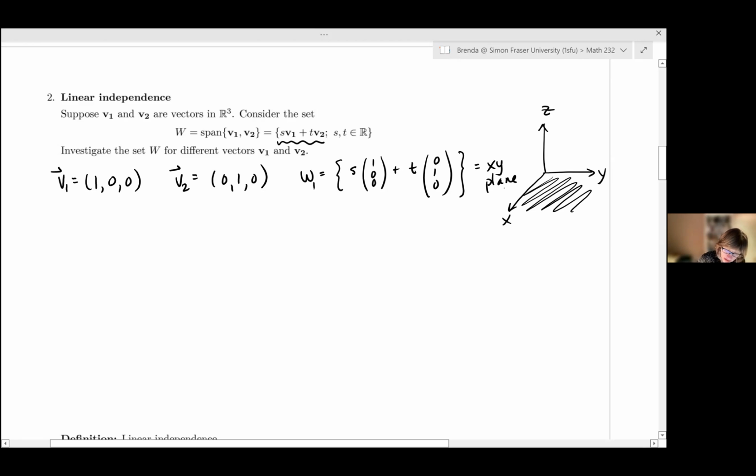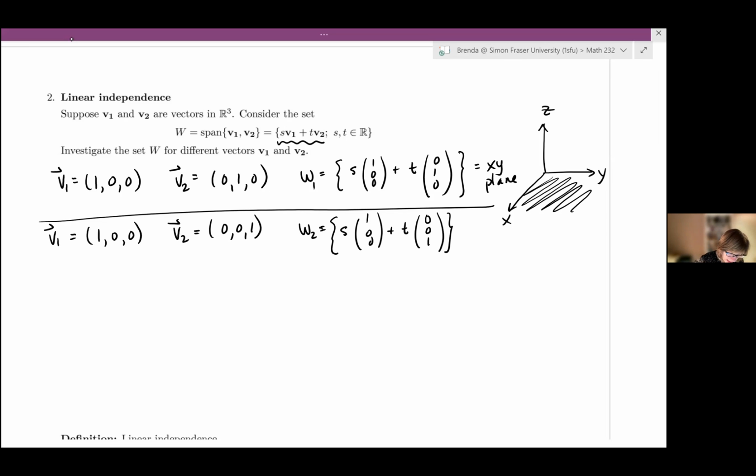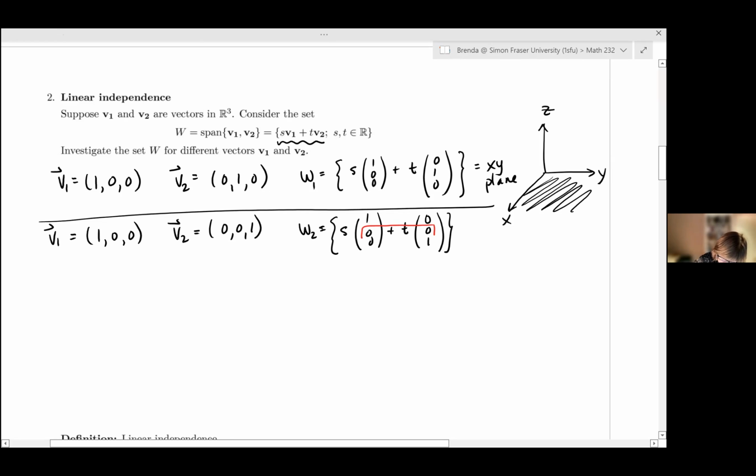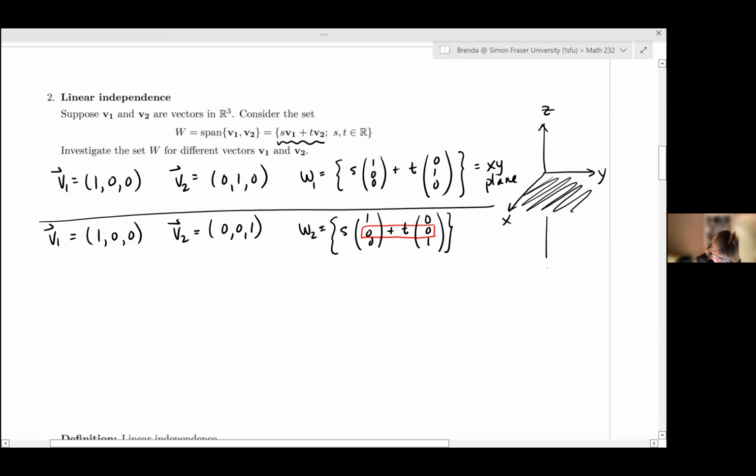Okay, now let's look at how it looks different if I choose V1 to be the same as it was before, but I change V2 to this vector here. And then I'll call it W2, which is going to be the span of those two vectors, all linear combinations of those two vectors. What does that look like? Well, you can see, looking at what these combinations are going to look like, that the y component is always going to be 0. We have here x, y, and z. The y component will be 0. So we'll be here. It is the xz plane.